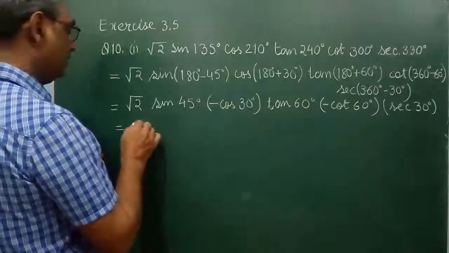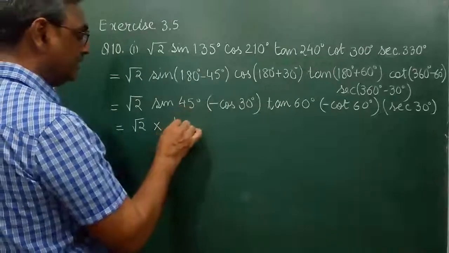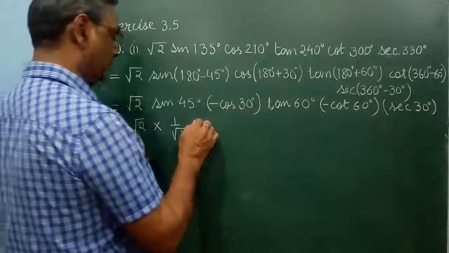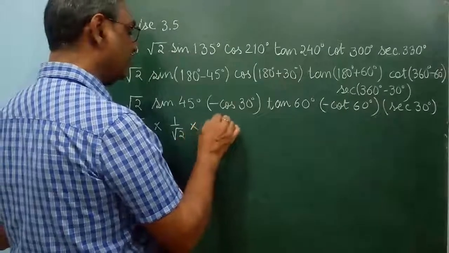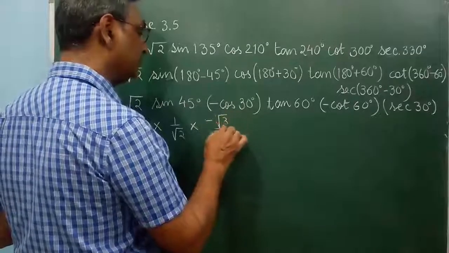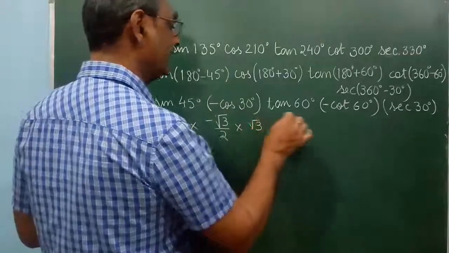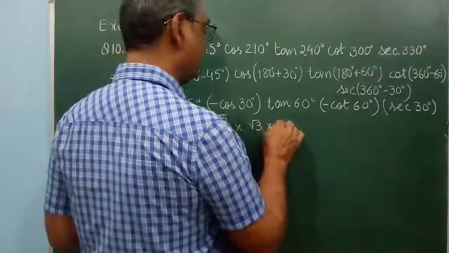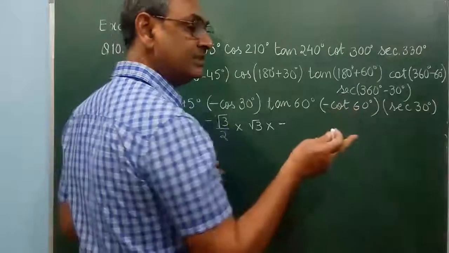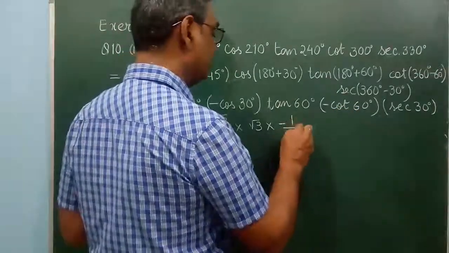So here we have got root 2. Sine 45 is 1 by root 2. This is minus cos, so minus cos 30 is root 3 by 2. Tan 60 is root 3, into minus cot 60. Tan 60 is root 3 and here cot 60 is minus 1 upon root 3.